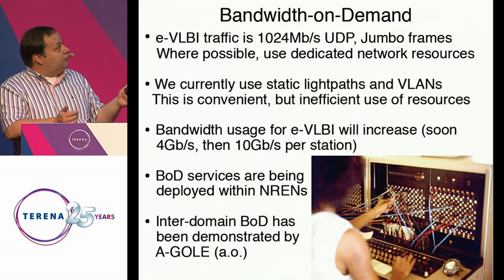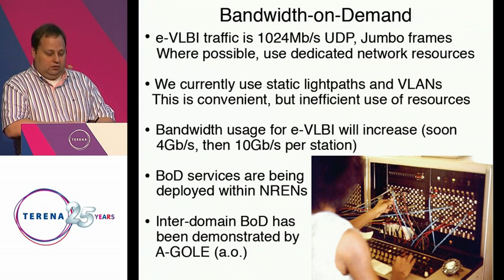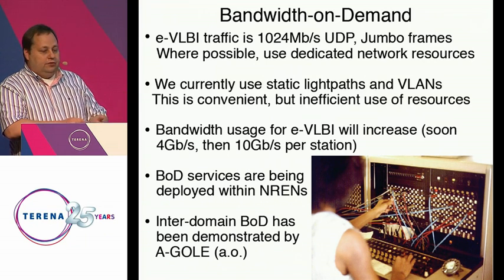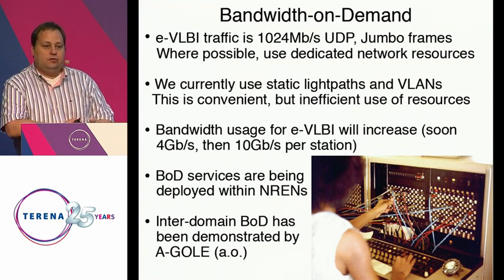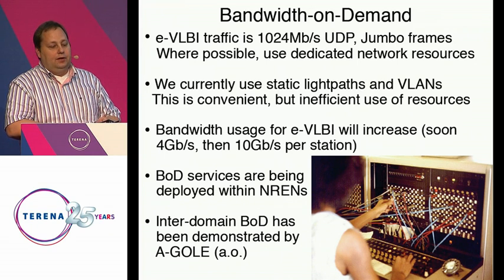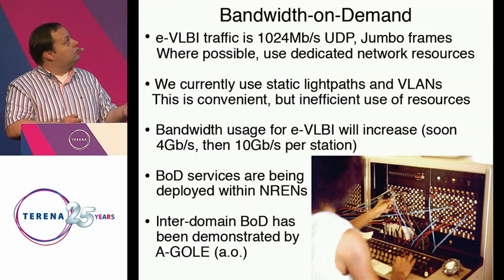So a lot of NRENs have been deploying bandwidth on demand services within their own network. There is quite a list of different bandwidth on demand systems around the globe. Interdomain bandwidth on demand is really a new development. It has been demonstrated by GLIF in the AutoGOLE project, for instance, at the GLIF meeting at CERN last year. And there is going to be interworking between all the different bandwidth on demand systems.